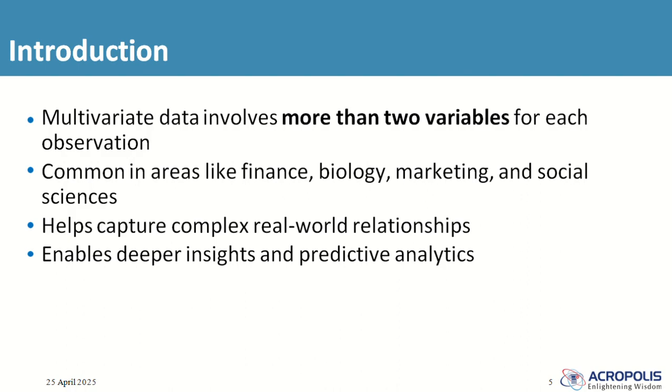Multivariate data simply refers to data involving more than two variables per observation. It's commonly seen in fields like finance, biology, marketing, and the social sciences. This kind of data helps us to capture the complexity of real-world scenarios, allowing for deeper insight and improved predictive analysis.